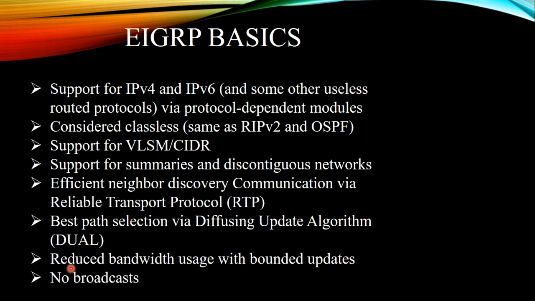Now, the other thing I want to talk about is that there is no broadcast. So let's talk about the casts for a second. One is unicast, and unicast is going from one source to one destination, meaning one-on-one. Broadcast is going from one source to all possible destinations, so that's one to all. And then multicast is from one source to multiple destinations that are interested in receiving the traffic.